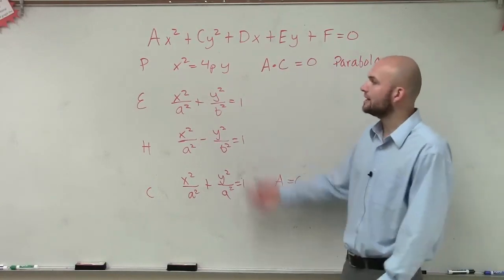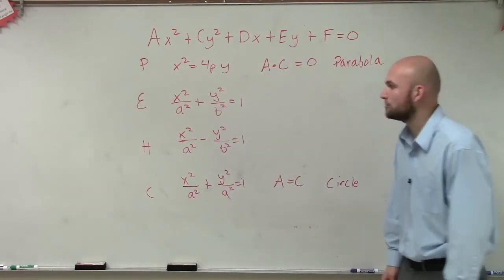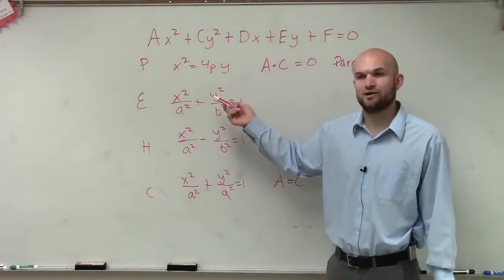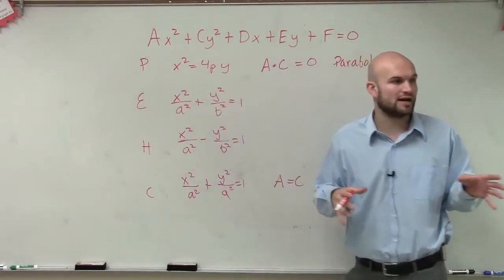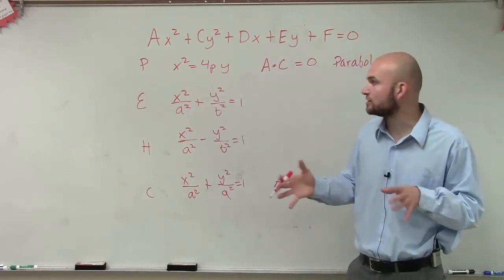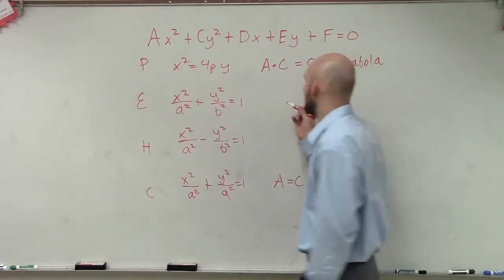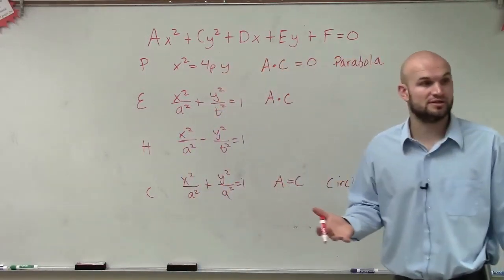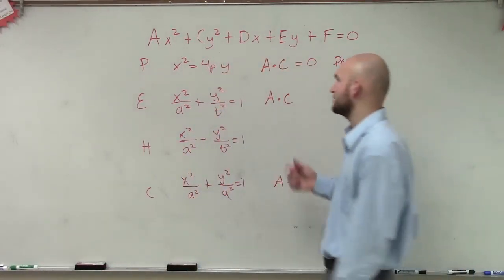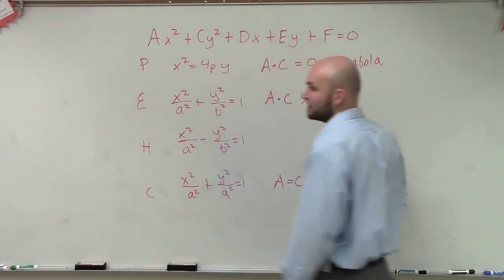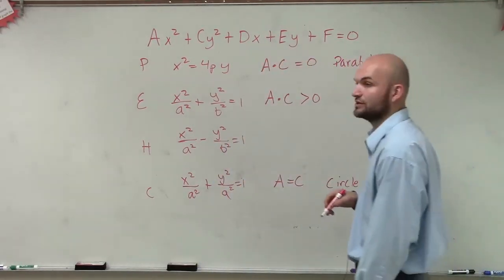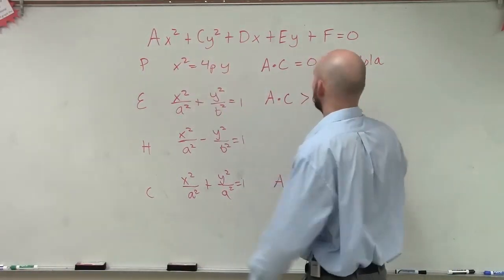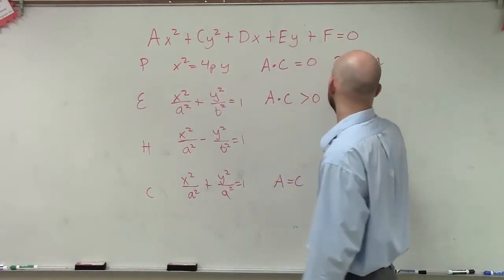Now let's take a look at an ellipse and a hyperbola. Notice, ladies and gentlemen, that with an ellipse, we're always adding the x squared and the y squared. So if I multiply a times c, that value has to be greater than 0. Two positive numbers are always going to multiply to greater than 0. So if you find your a and c and you multiply them, and it's greater than 0, then you have an ellipse.